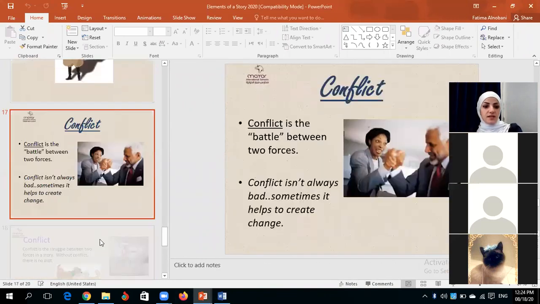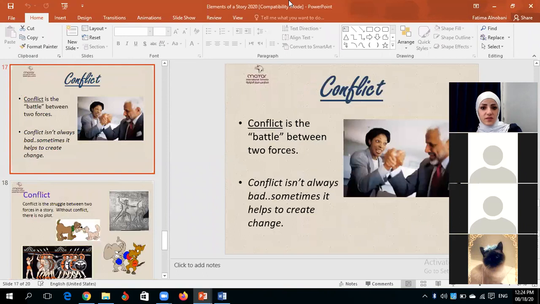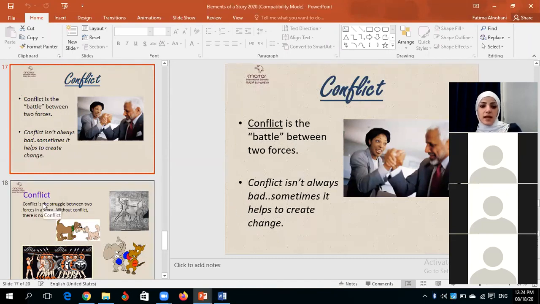Right. Let's go to conflict. Who can read this for us? Someone who did not participate. Mada, can you read this for us? Conflict is the battle between two forces. Conflict isn't always bad. Sometimes it helps to create change. Okay. And this one, كمان.